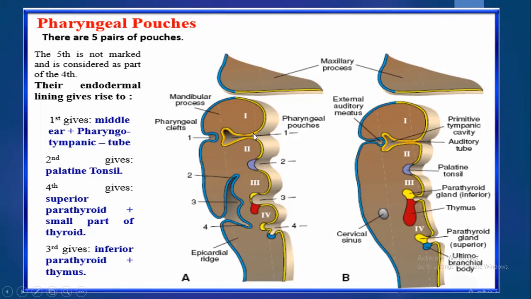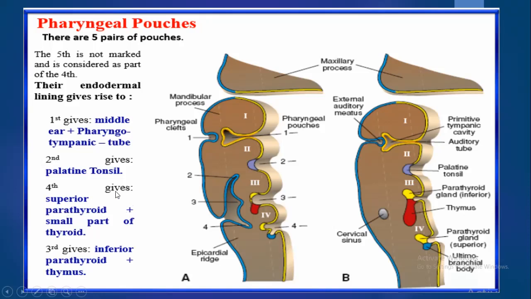And this is a pharyngeal pouch, and this is a pharyngeal cleft. And here this is the middle ear. This is the auditory tube, and this is the primitive tympanic cavity. This comes from the first pharyngeal pouch. The second gives the palatine tonsil. This tonsil, known as the palatine tonsil, comes from the second pharyngeal pouch.